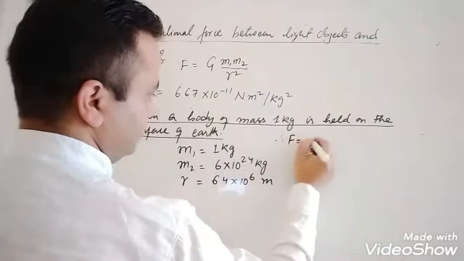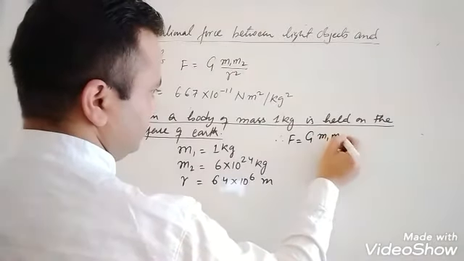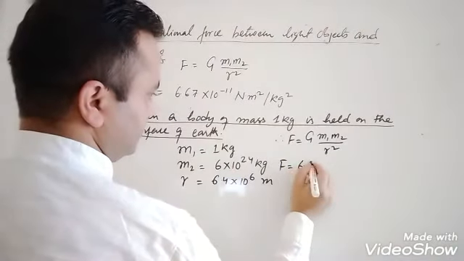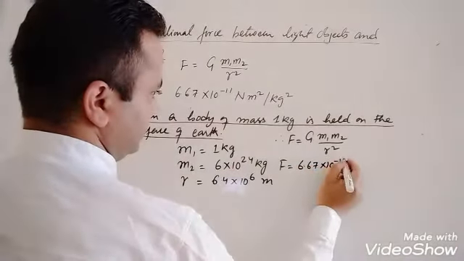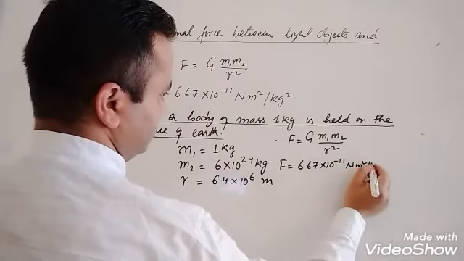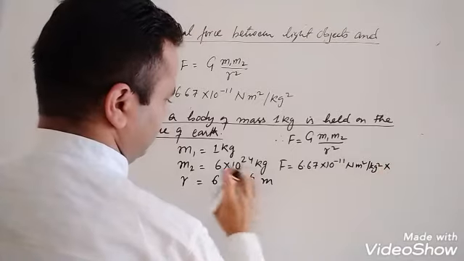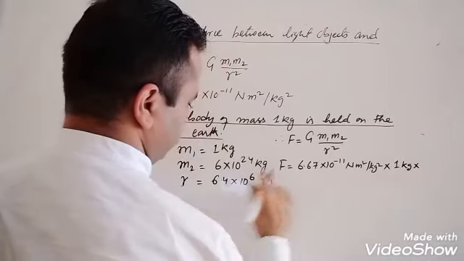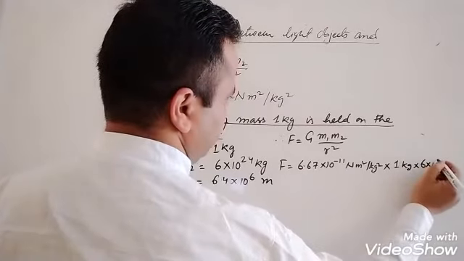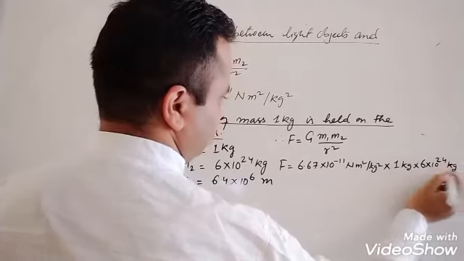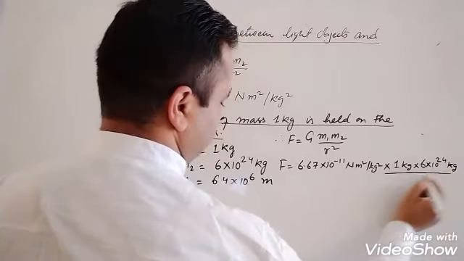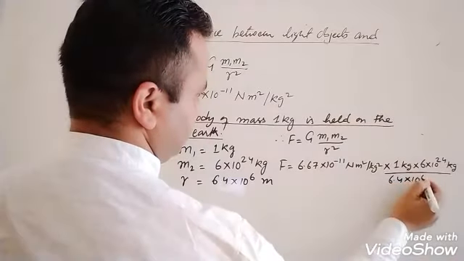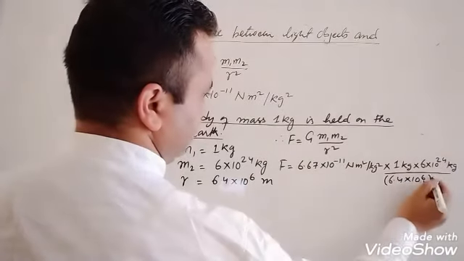Therefore F equals G m1 m2 divided by r square. G is 6.67 into 10 to the power minus 11 Newton meter square per kg square, into m1 which is 1 kg, and the next mass is 6 into 10 to the power 24 kg, divided by r, the radius of Earth, 6.4 into 10 to the power 6 meter, whole square.